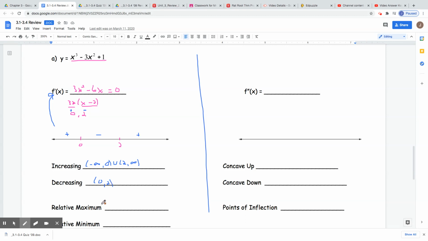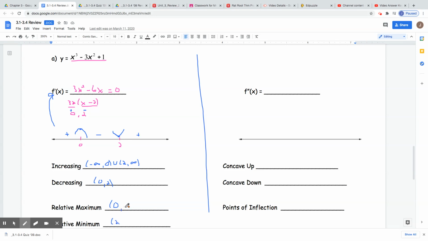Maxes and mins occur wherever there's a change from increasing to decreasing, or from decreasing to increasing. So it happens plus to minus. So it's going increasing to decreasing. Well, what does that look like? That looks like a max. So I have a max at 0. Here is decreasing to increasing, which means I have a min at 2.